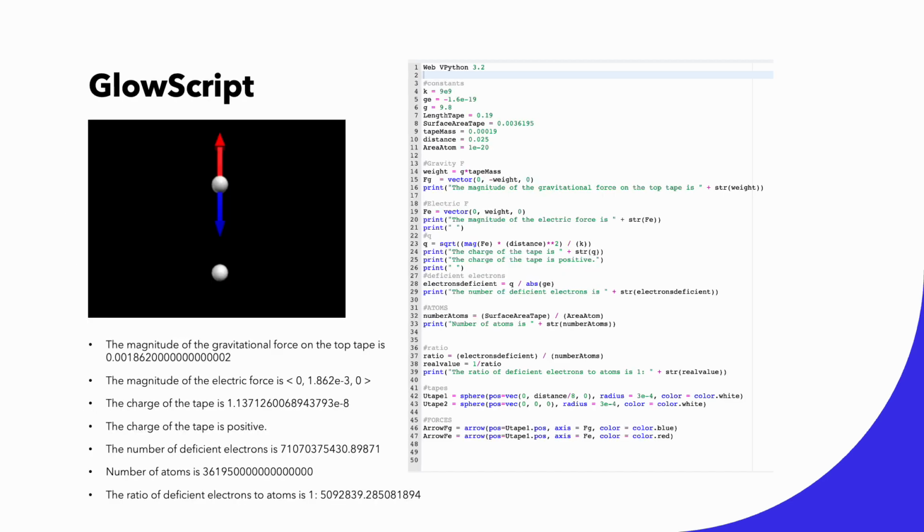This is my GlowScript representation. All the fixed variables are set up top, including the observed ones, such as distance between tapes when they begin to float. And the two forces were created, gravity and electric force, which are equal in magnitude.